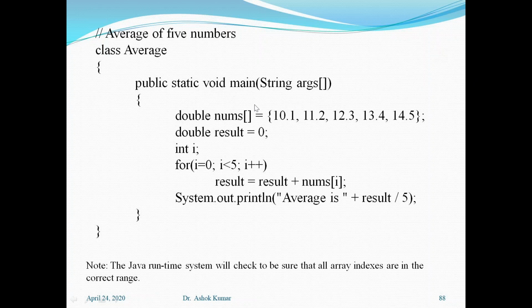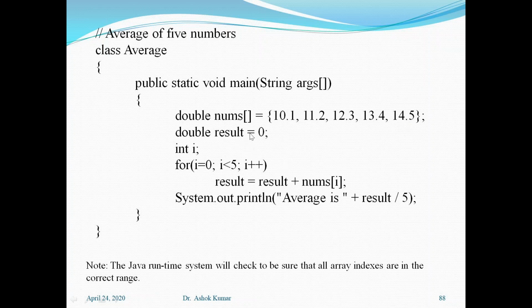So this program in the first line will create a double type array num, and the elements will be initialized: the first element num0 will be initialized to 10.1, the second element num1 will be initialized to this, and so on.